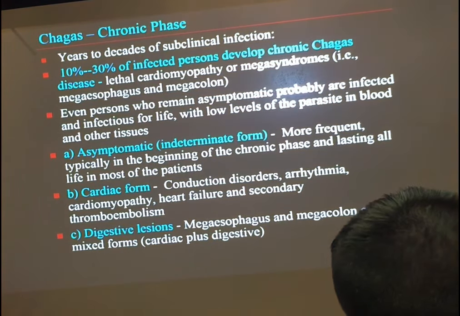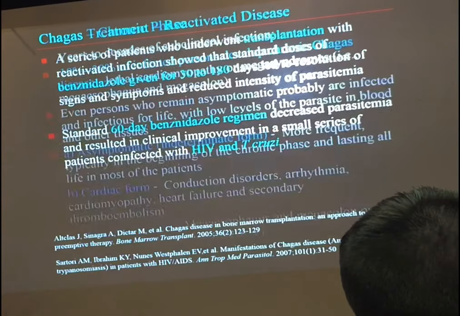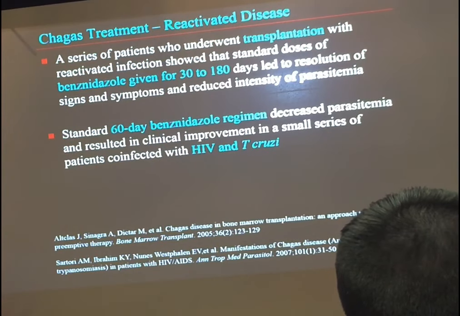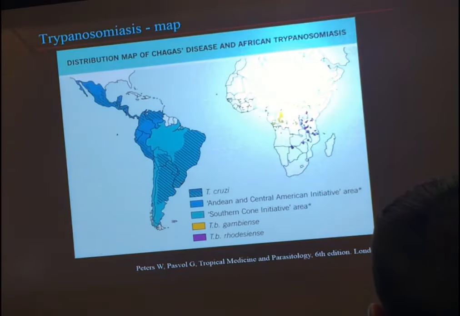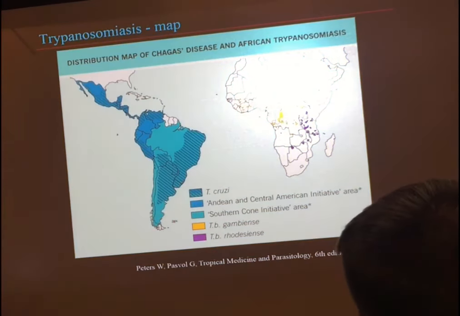After the acute phase, which lasted about 4 to 8 weeks, this is where it becomes tricky, it goes into the chronic phase. And this is where people can enter into that asymptomatic cardiac or digestive lesion form. So again, different regimens have been shown to be effective for reducing parasitemia. And this shows the distribution map, the blue for American trypanosomiasis, and the yellow and purple on the map of Africa actually show African trypanosomiasis distribution.